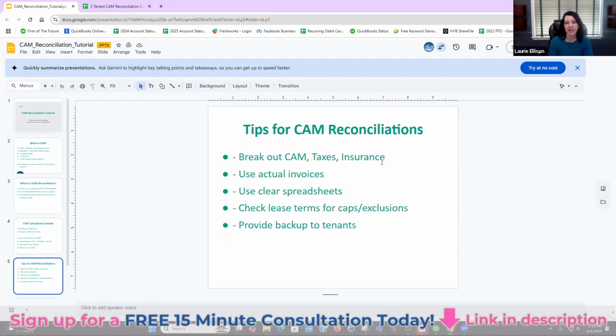But you may need to provide backup to your tenants and they may want to see a ledger and look at the bills. And it's really important that you're not including things that are actually like a capital improvement, because a capital improvement is not part of CAM. This is regular repairs and maintenance of common areas.